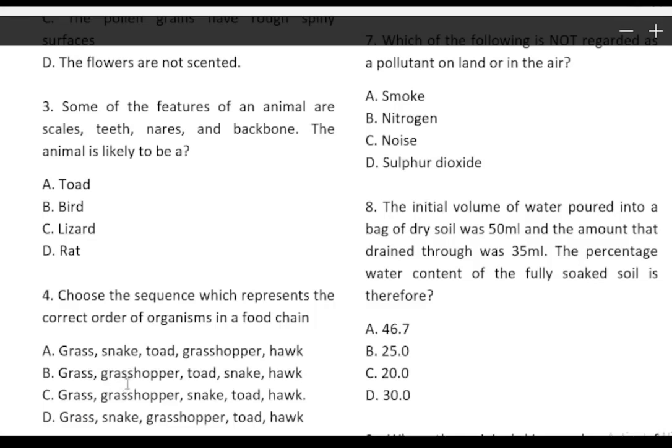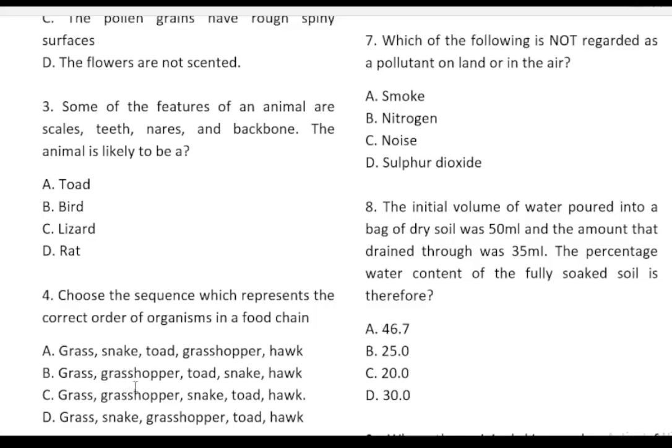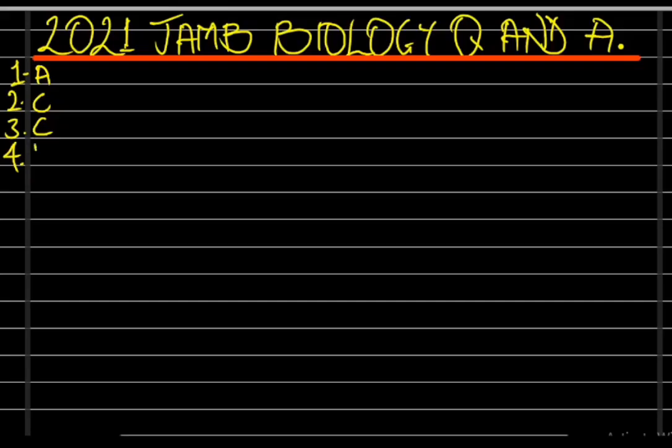So we have grasshopper feeding on grass in the two cases. So what organism will then feed on the grasshopper? It is going to be the toad, which is in option B. We cannot have the snake feeding directly on grasshopper and then toad will now feed on the snake. So it is the toad that feeds on the grasshopper, after which the snake feeds on the toad and then hawk feeds on the snake. So that is going to be option B, which is the most likely correct order in a food chain. Option B, grass to grasshopper to toad, snake, and then hawk.